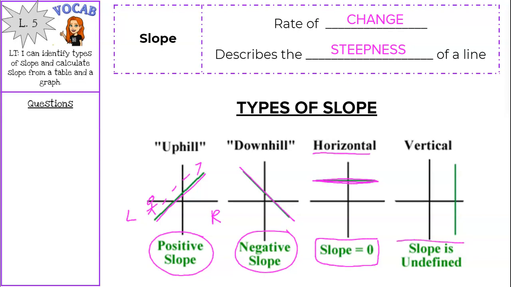And then we have slope is undefined. We can't actually define the slope because it's just a straight vertical line. If you were to think of a person trying to walk down that, they wouldn't be able to walk down it because it's just straight down, so they just fall and go flat.